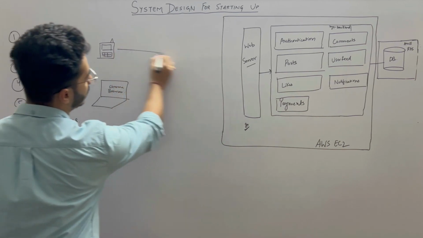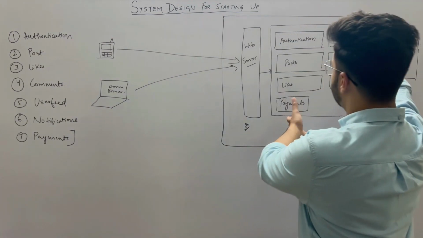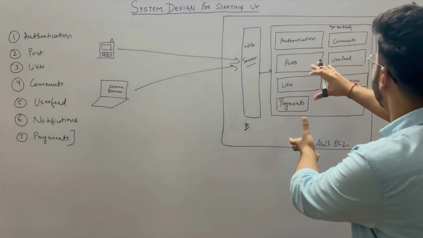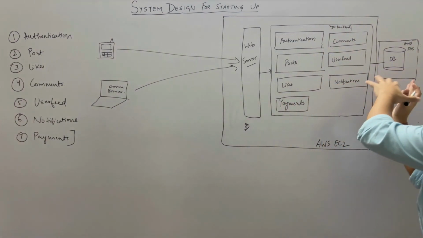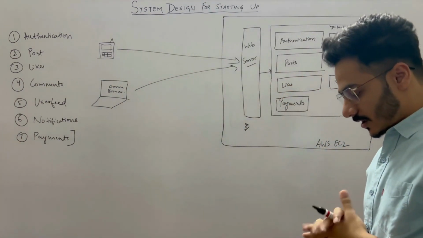So all these requests will go to this web server and then will be forwarded to this code base. They will process the request, query the database, get the right data, and will give it back to the users. So this is the basic flow.